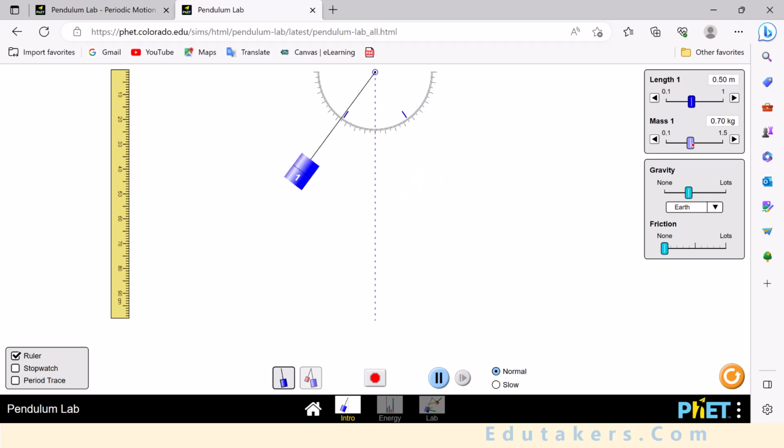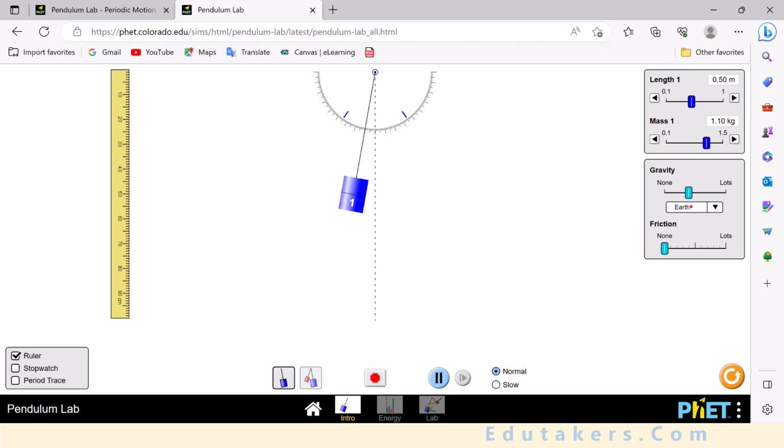Now if I increase the mass, there is no effect on the time period. It remains the same because the pendulum takes the same time to complete one swing. The time period is independent of the mass. There is no effect of changing the mass on the time period of the simple pendulum.